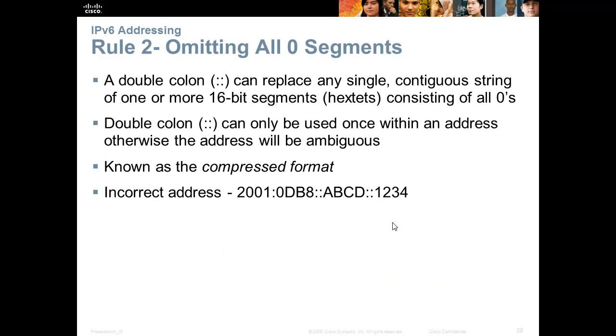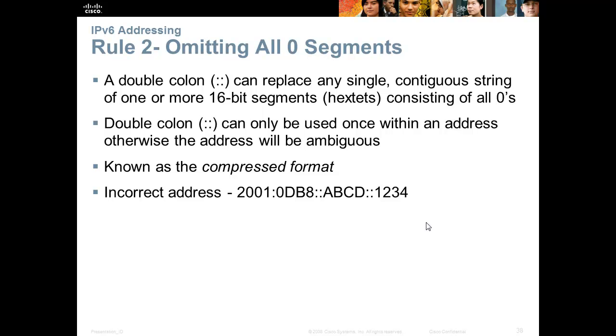The second rule is omitting all zero segments. We can use a double colon to replace any single contiguous string of one or more hextets consisting of all zeros. The catch is that the double colon can only be used once within an address though. Otherwise the address will be ambiguous and routers won't be able to determine the correct IP address when ANDing. This is also known as the compressed format.